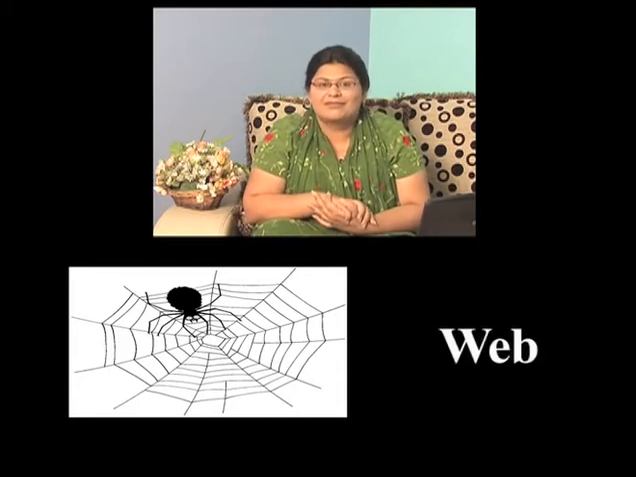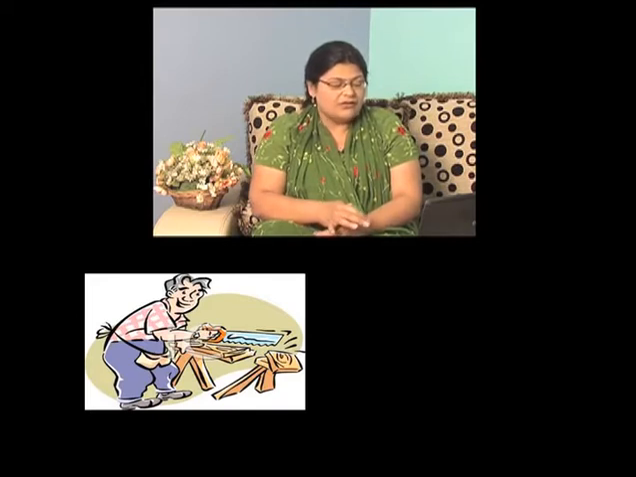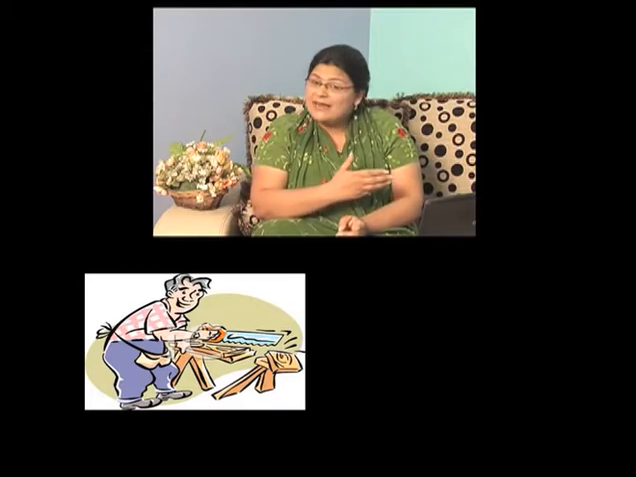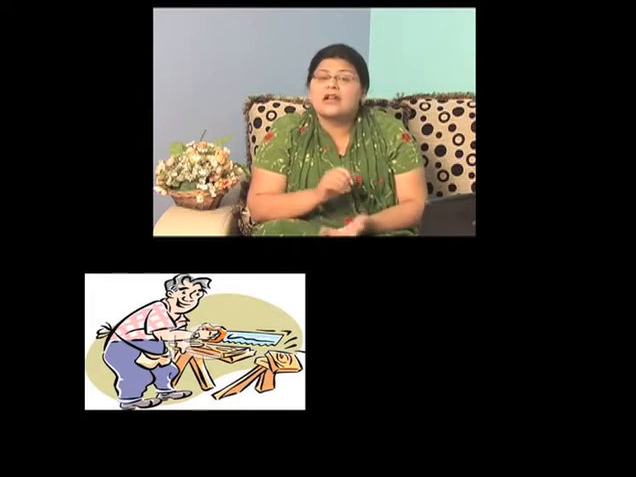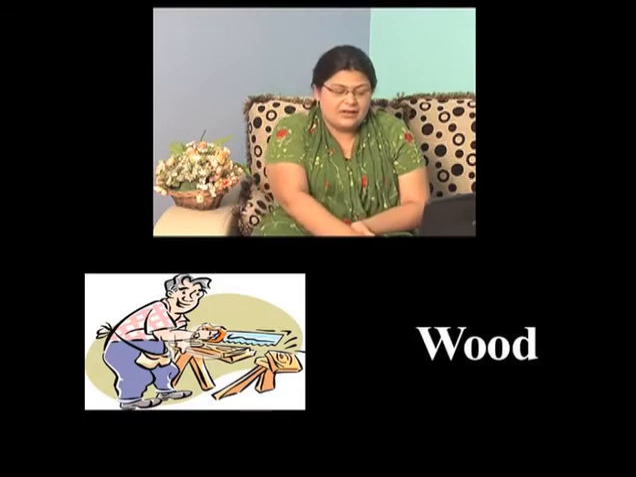Let's move on to the next picture. Here we see a spider, and what's the home of the spider? Correct, it's called web. Web. And on to the last picture. Here we have a saw. The saw seems to be cutting a plank off. What element is that? Yes, it's lakdi or wood. Wood. Now I'd like you to repeat all these words after me.